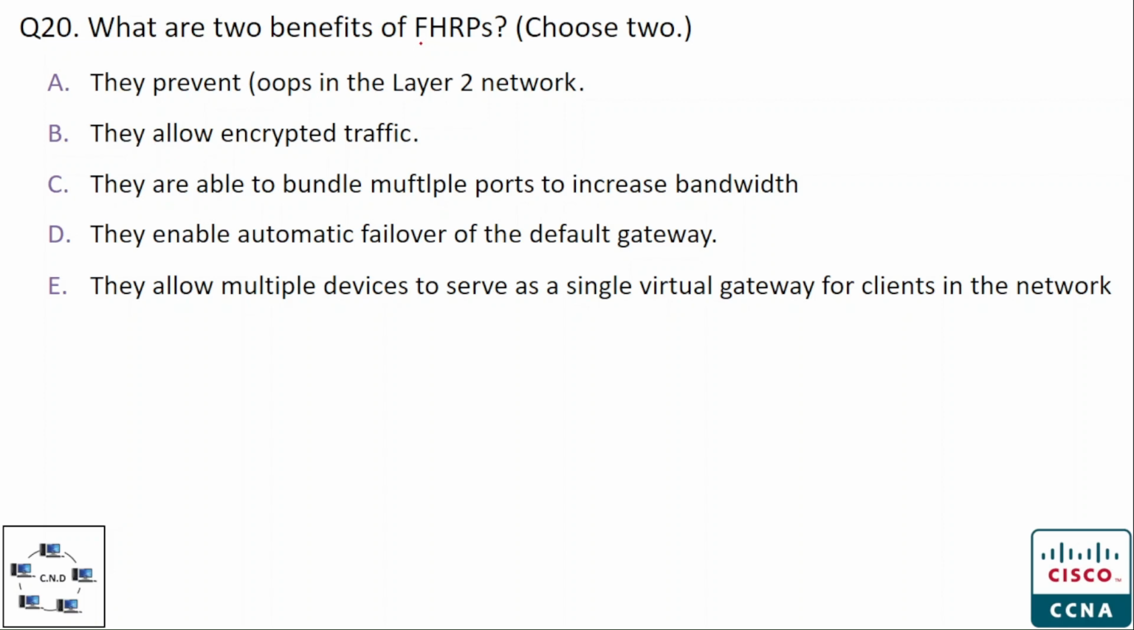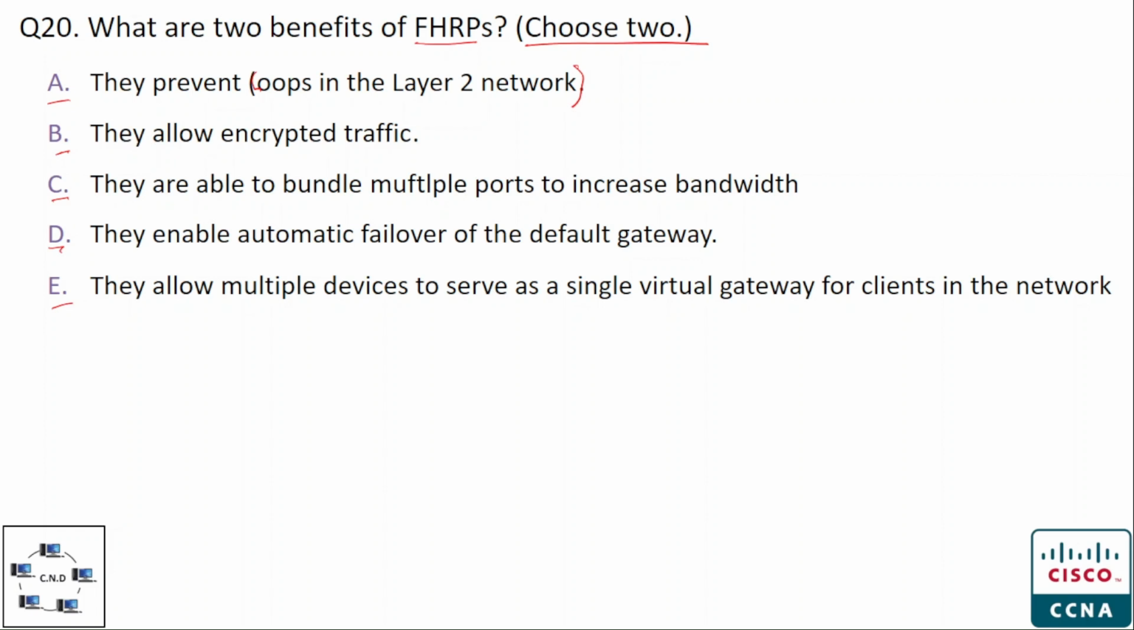And the FHRP, first hop redundancy protocol. FHRPs are first hop redundancy protocols. We have to choose two options. Option A, they prevent loops. This is basically loops in the layer 2 network. Option B, they allow encrypted traffic. Option C, they are able to bundle multiple ports to increase bandwidth. Option D, they enable automatic failover of the default gateway. And option E, they allow multiple devices to serve as a single virtual gateway for clients in the network.